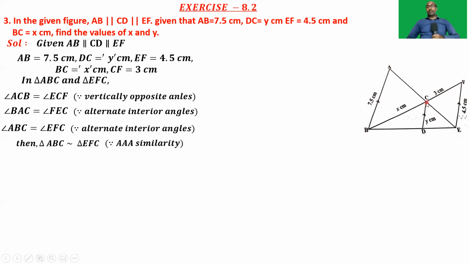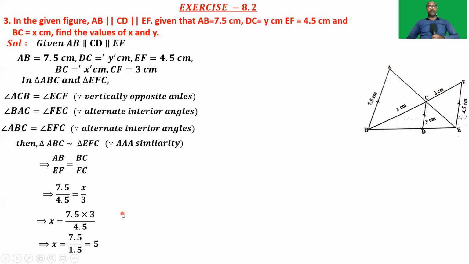Now, the ratio of corresponding sides in these two triangles is AB/EF is equal to BC/FC. Now, substitute the values AB, EF, BC, FC. Then we get 7.5/4.5 is equal to X/3, where BC is X and FC is 3. So by simplifying this equation, we get X is equal to 5, which is our required one value.